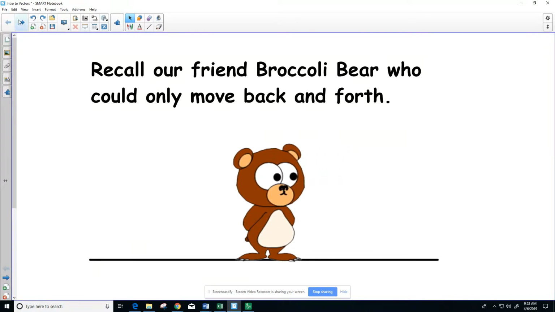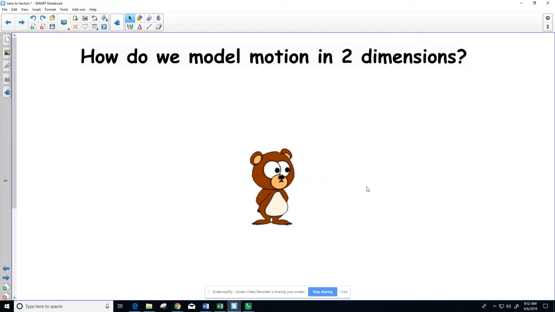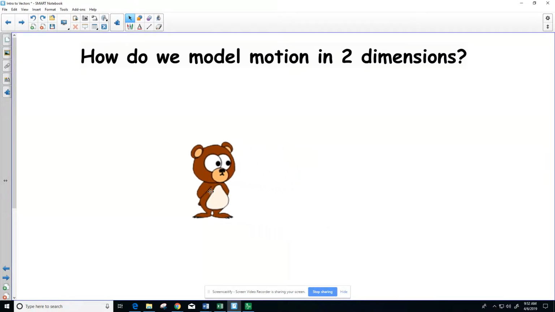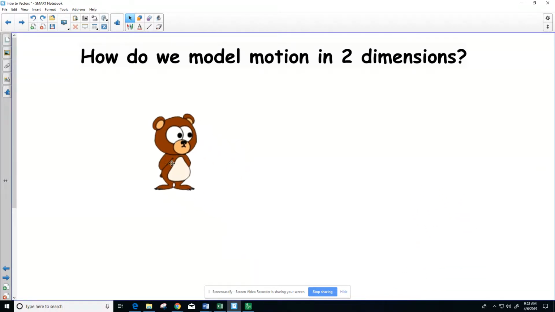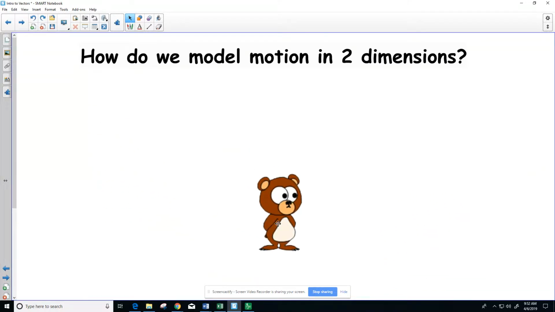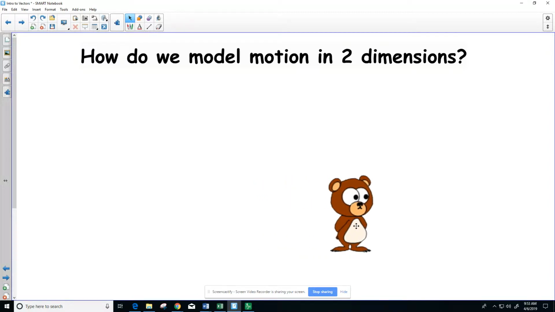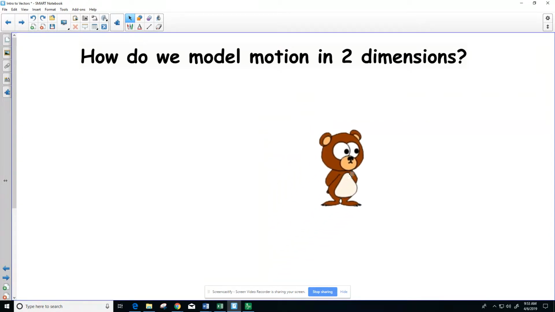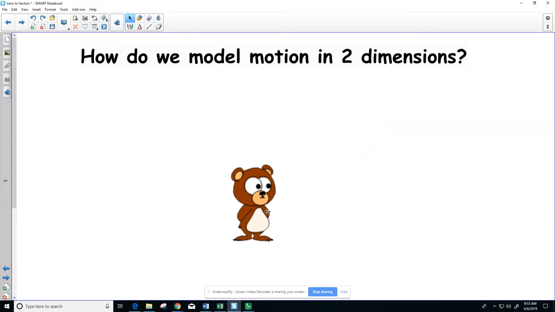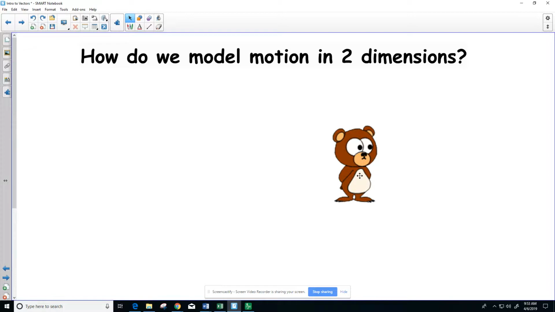Okay, the problem becomes when we allow Broccoli Bear to live in a two-dimensional world. So Broccoli Bear is not just moving back and forth, but can move anywhere along a 2D plane. We see that positive and negative is not enough, because is positive and negative going in this direction, or is it going in that direction, or maybe diagonally? So we need a new way to describe motion when it comes to 2 dimensions.